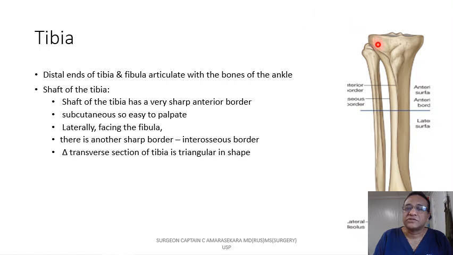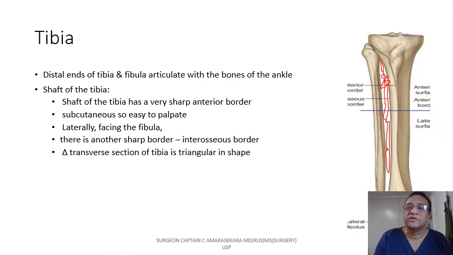Let's go to the lateral side. Laterally it is facing the fibula. This is your fibula. We can find another border laterally, which we call the interosseous border. The interosseous membrane lies here, and that's why we call this the interosseous border.